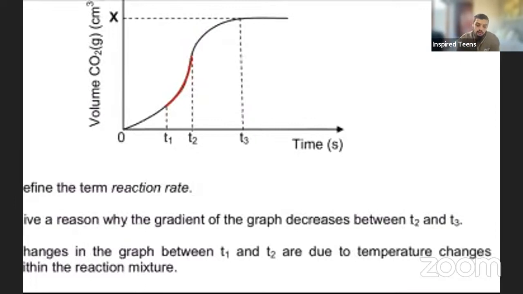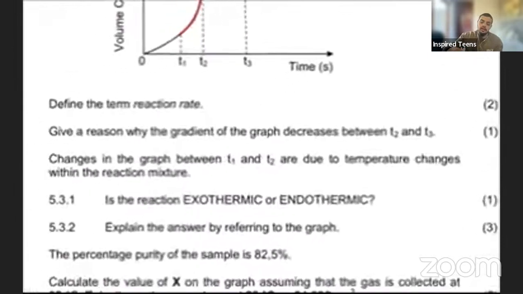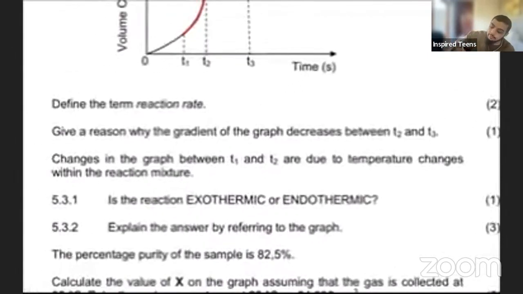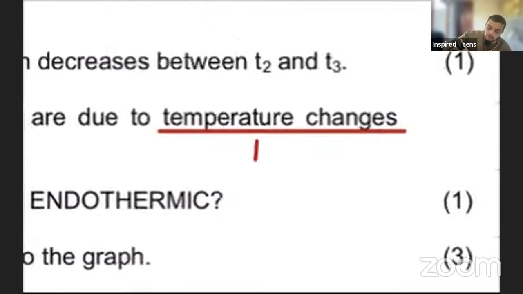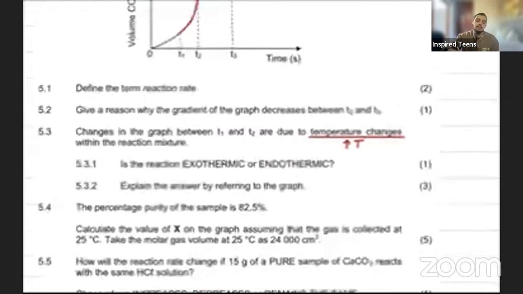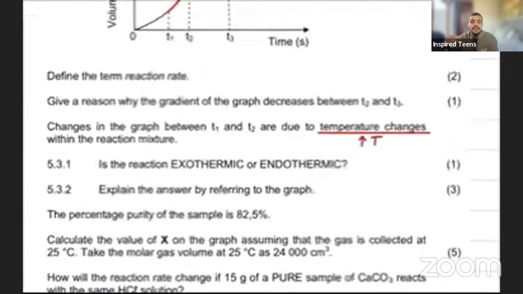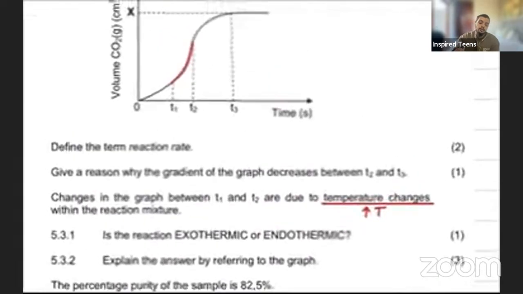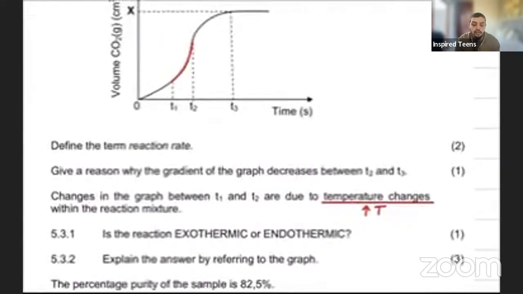The curve is increasing. You can see the gradient is getting steeper and steeper, which means that the rate of reaction is increasing. So in order for the rate of the reaction to increase, they said it's a temperature change. In order for the rate of the reaction to increase, this has to be an increase in temperature. That's the key thing. So this temperature change wasn't a decrease in temperature, it was an increase in temperature. If the rate of the reaction was decreasing, it would be a temperature decrease, but it's a temperature increase.